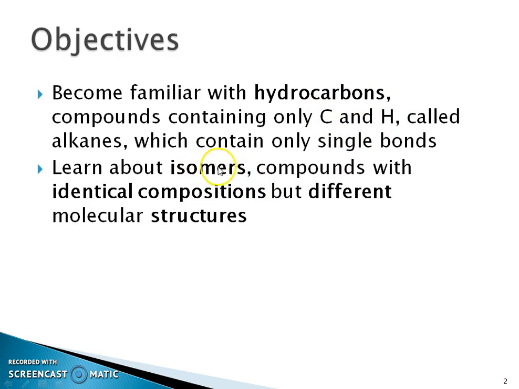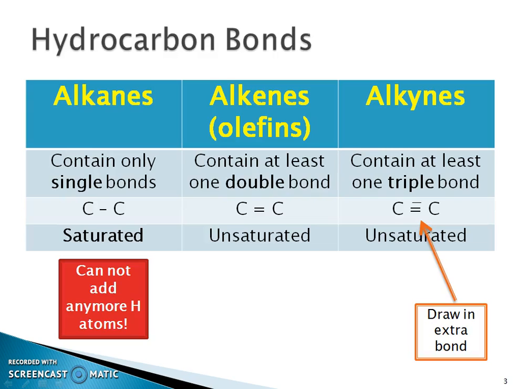We're also going to talk a little bit about isomers and how they have identical compositions. They have the same amount of hydrogens and carbons, but they're going to have different structures. So that's going to be called an isomer. Again, I recommend you pause the video, fill out the blanks in your packet, and then play it to hear my words.